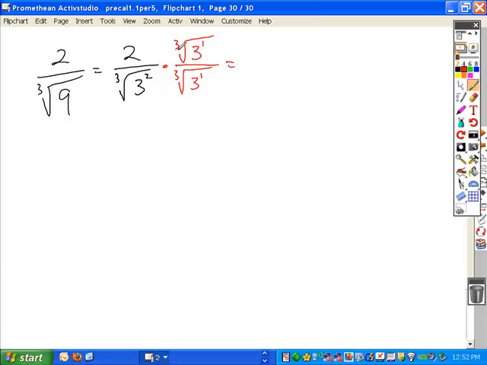So now when you choose to rationalize, you're going to rationalize by the cube root of 3 to the first. And then when you multiply across the top, you get 2 times the cube root of 3. And in the denominator, what are we going to get here? The cube root of 3 cubed, the root and the power cancel, leaving just that base of 3. And does everybody see what we did there?